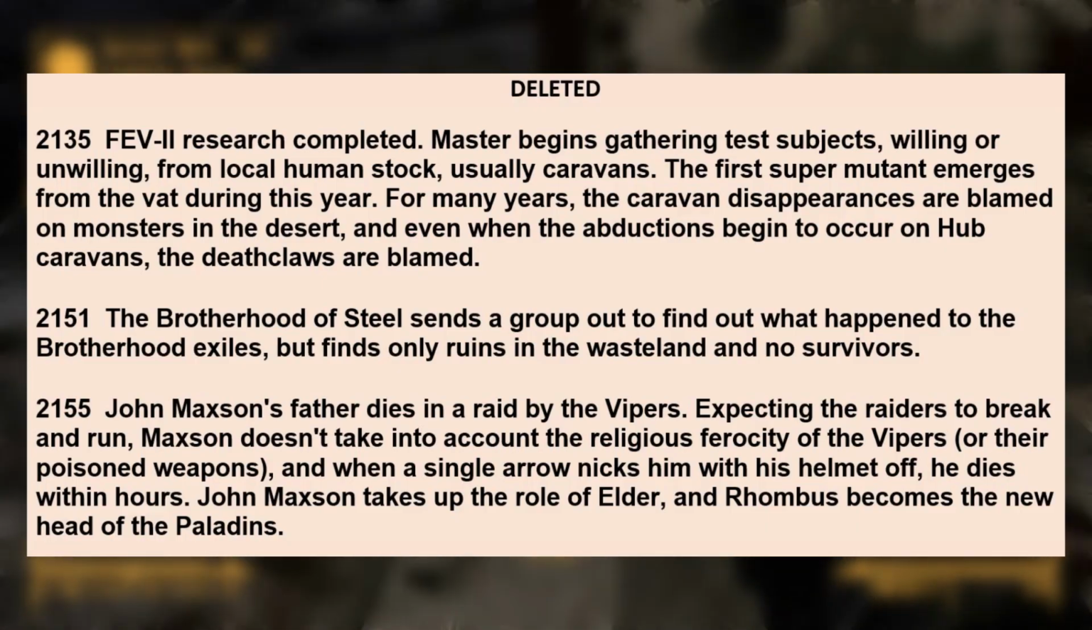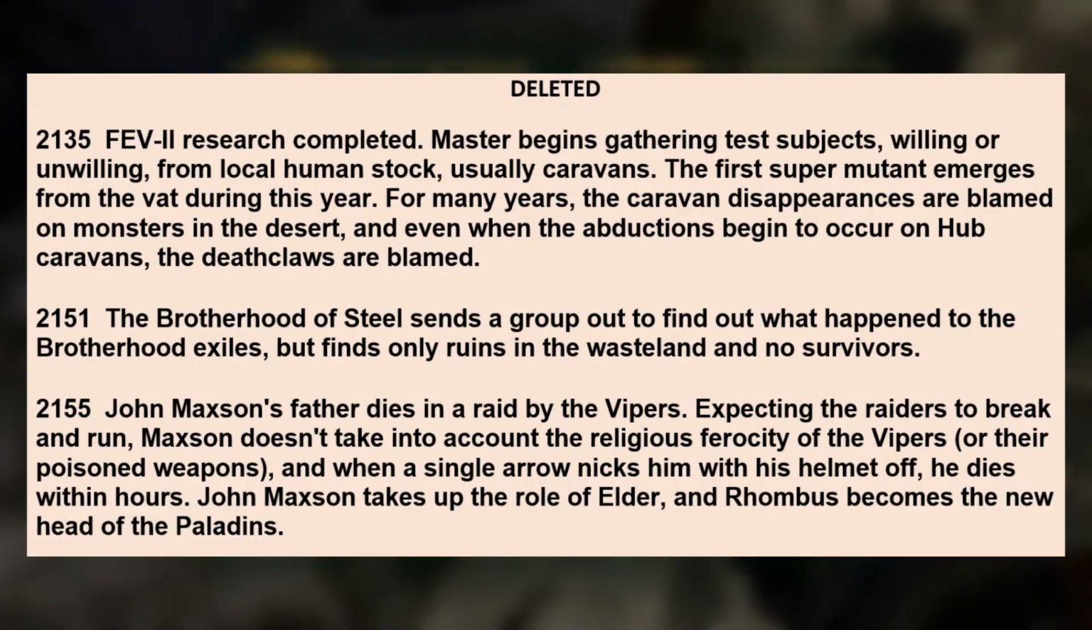2151, the Brotherhood of Steel sends a group out to find what happened to the Brotherhood exiles, but finds only ruins in the wasteland and no survivors. 2155, John Maxon's father dies in a raid by the Vipers.